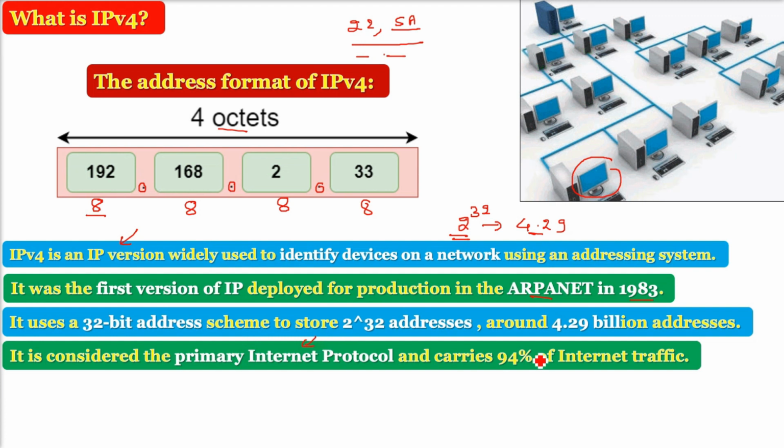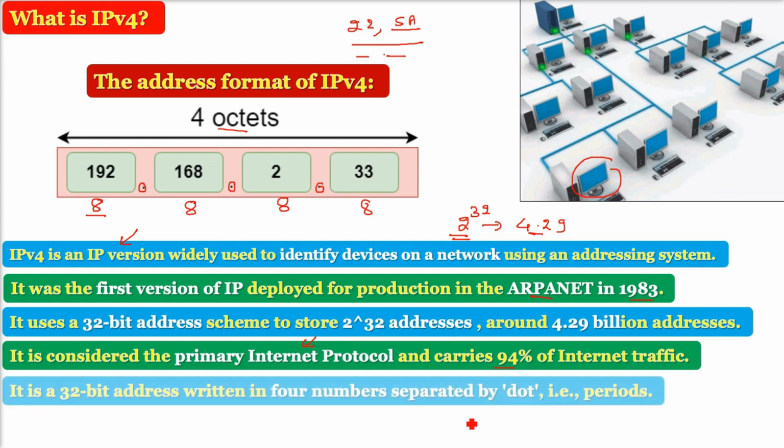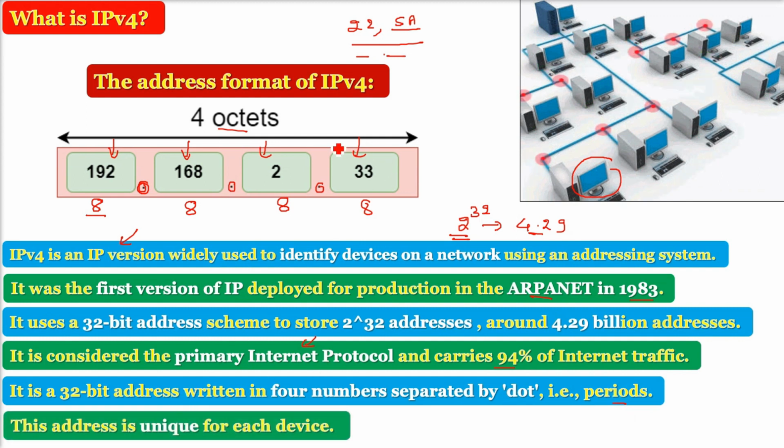So it is considered to be the primary internet protocol, and it covers a very huge area, around 94% of traffic. So it is a 32-bit address, and the parts are called fields or sets. They are separated by a dot or period. Period means dot. And please remember, this address is unique for each device, especially when you are connected to internet. So these two which are nearby also will have entirely different addresses, a unique address.